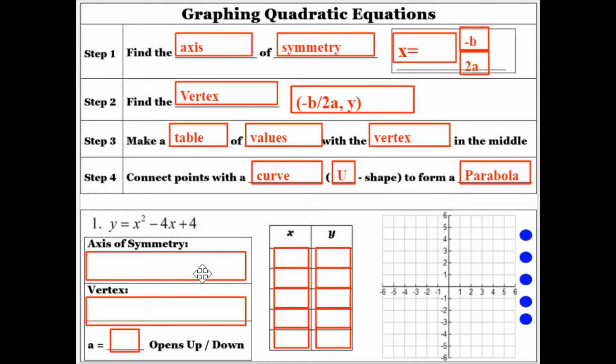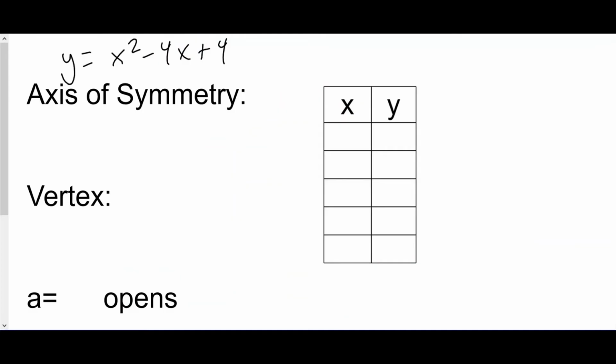Let's look at this first example. So the first thing I need to do in order to graph this parabola, this quadratic equation, is to figure out the axis of symmetry. To find my axis of symmetry, we're using that formula x equals negative b over 2a. So if I look at my form in standard form, a is the leading coefficient with your quadratic term. So here a would be a 1, b is negative 4, and c is positive 4. So that makes this negative negative 4 over 2 times 1.